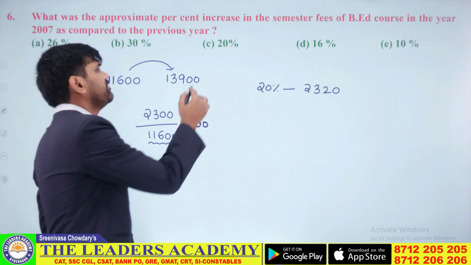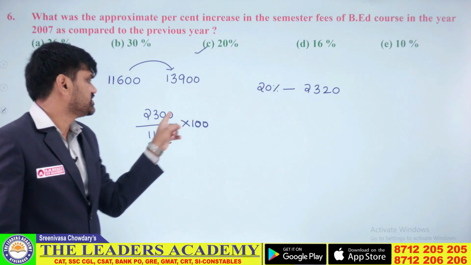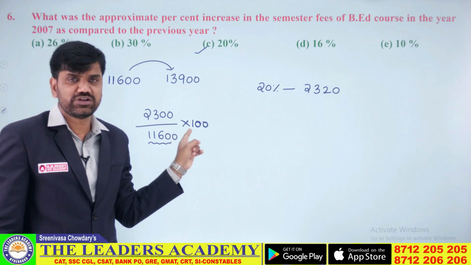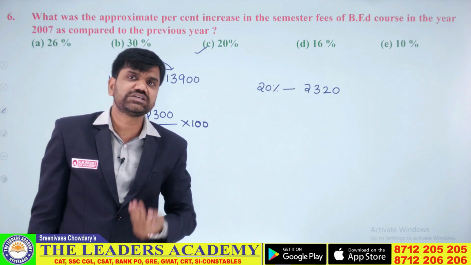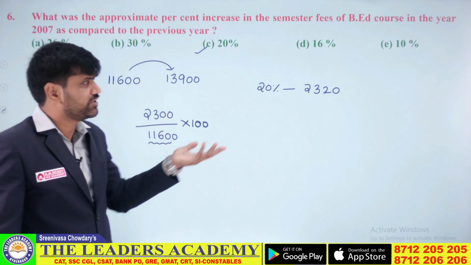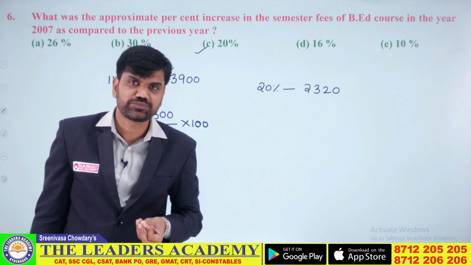But some people may be having a doubt here, sir, it is not exactly 20%, no? It is less than 20%, right? This is 2,300 only, 20% we are getting is 2,320. So let us check, because there is an option which is less than 20%, that is 16%. I accept that. Let me show that also.